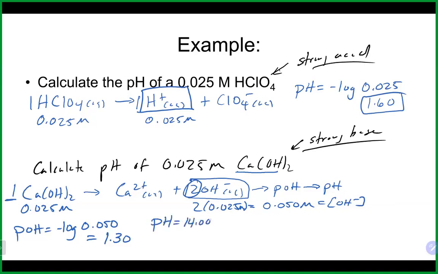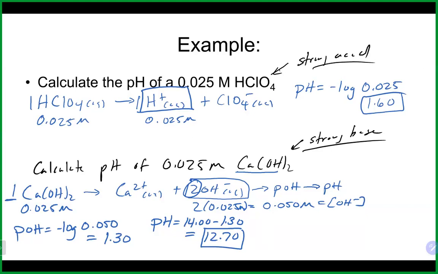So that's going to be 14 minus 1.3. And then if we subtract from 14, we end up with a 12.70, which makes more sense because 12.70 definitely is a basic pH, which is what we would expect here. Any questions on that?